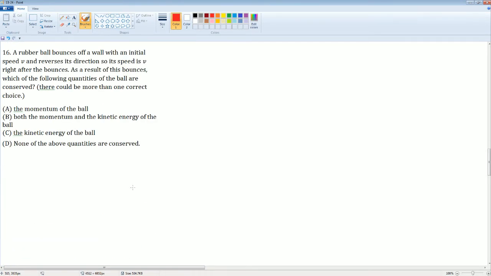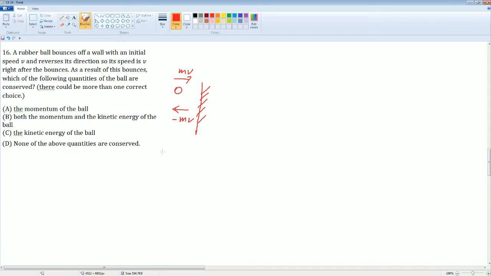A rubber ball bounces off a wall with initial speed, and reverses direction. As a result, what is going to be conserved here? The momentum of the ball, let's see. Here's the ball. It hits a wall. It goes in here at mv. It's going to come back out here at what?